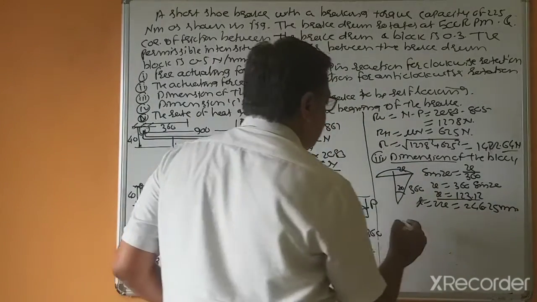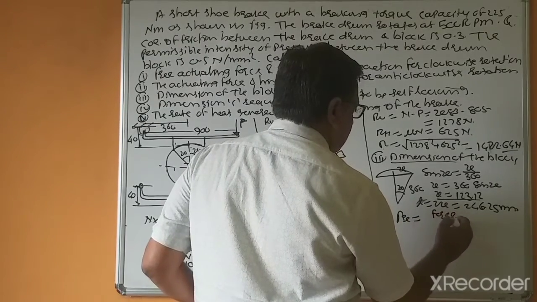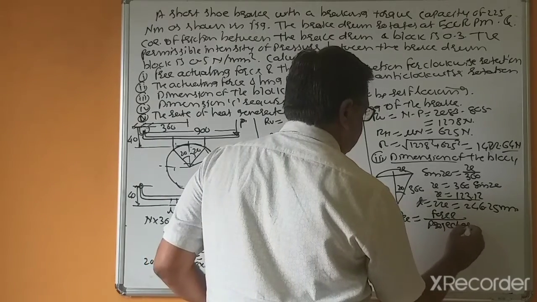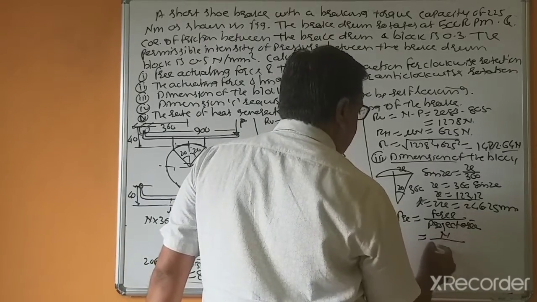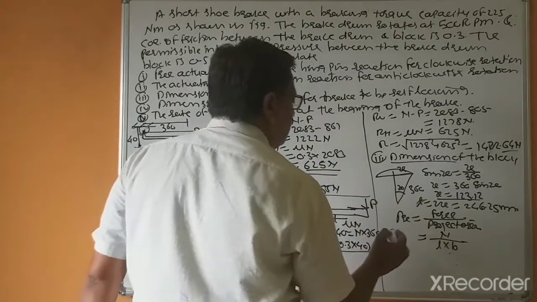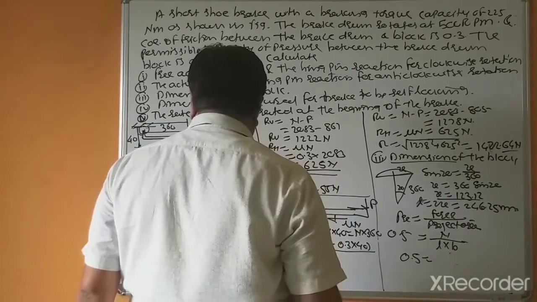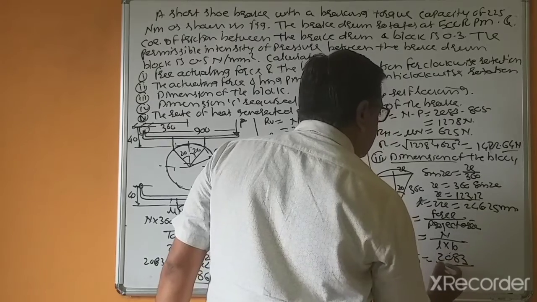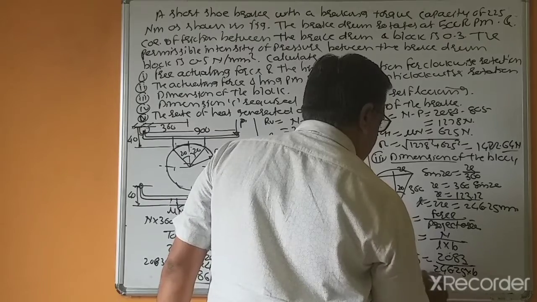Now pressure equal to force divided by projected area. So here force is the N and divided by projected area L into B, and this is 0.5 pressure. N equal to, we already calculated that, 2083. Now L equal to 246.25, B equal to what?